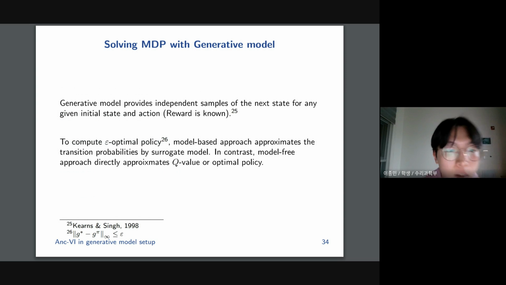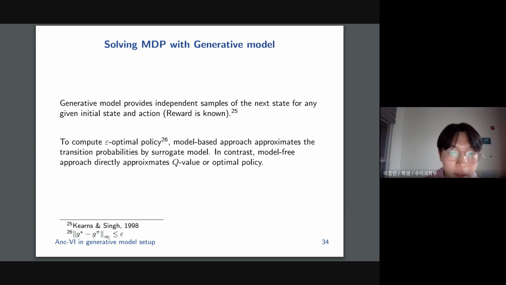So the generative model, which provides independent samples of the next state for any given initial state and action, has been widely studied in the RL theory literature. And here we assume the reward is known. The main task in this generative model setup is to compute the epsilon-optimal policy, which is just the norm of G star minus G pi being smaller than epsilon.